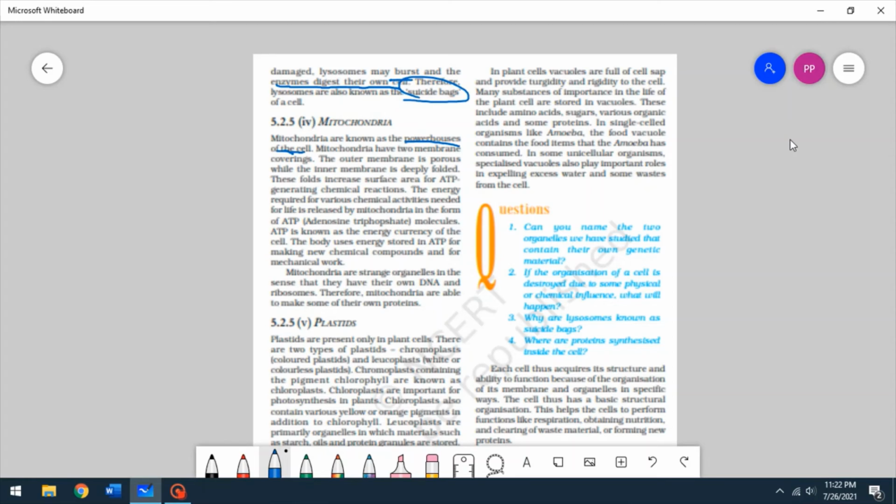Mitochondria, also known as the powerhouse of the cell. They have two membranes. They're double membranous. Alright. The outer membrane is porous while the inner membrane is deeply folded. The folds increase the surface area for ATP generating chemical reactions, and ATP is a form of energy. So it's like a molecule of energy.